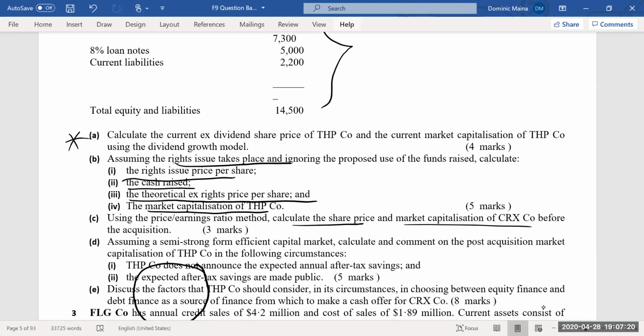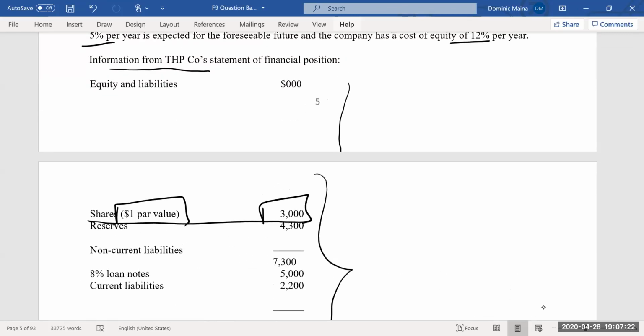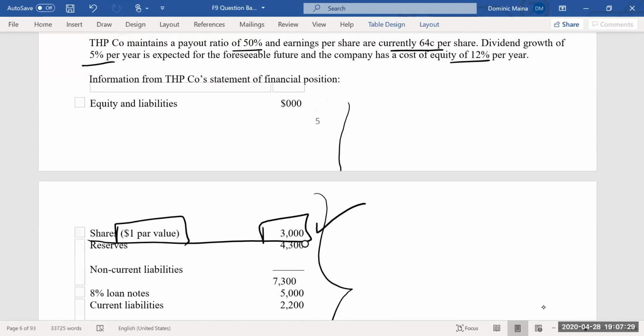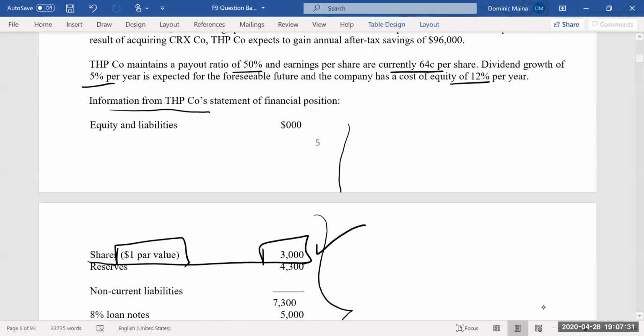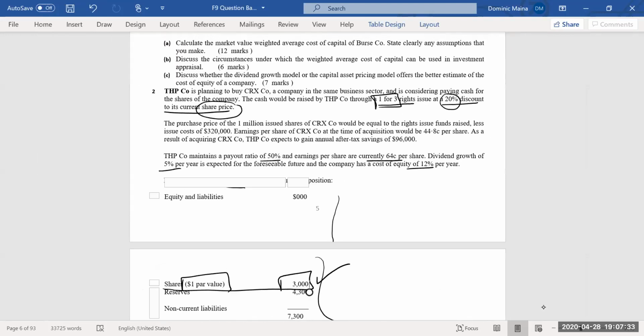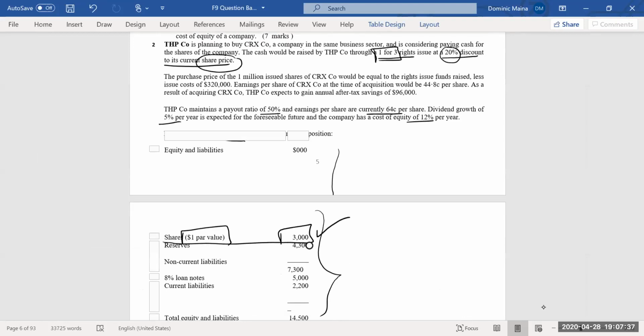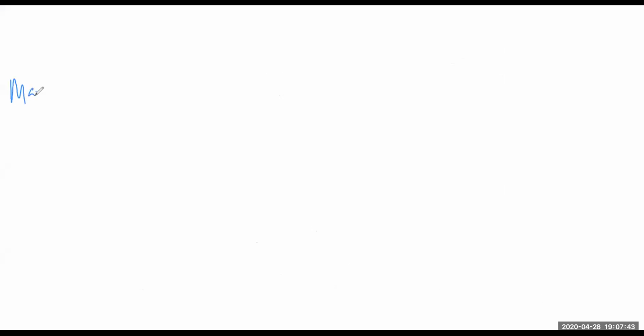Don't forget, currently this company has 3 million shares, and one share is 4.8. Then they're going to be issuing 1 million new shares at 3.84. Therefore, the value of those shares. So let me go back to my board here. The market cap of this company after the issue will be the market value of those shares.